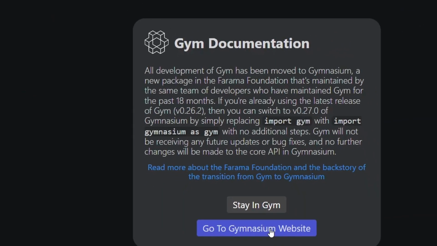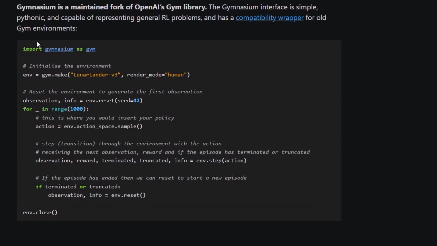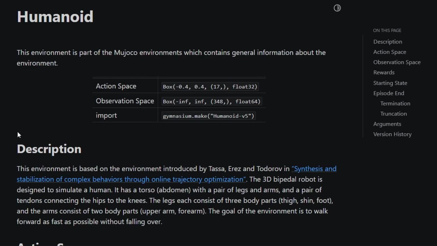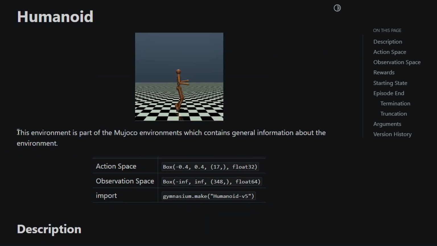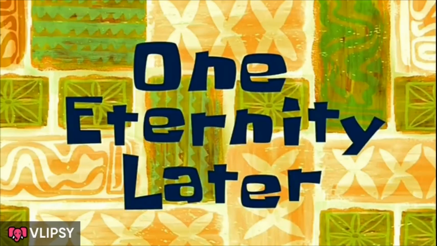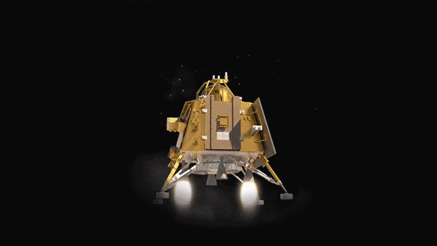So, I dove into OpenAI Gym. The Gym is a toolkit designed for the development of reinforcement learning models. It acts as an interface between algorithms and the environments. After a bit of reading docs, one eternity later, I was ready to build my own 3D lunar landers.